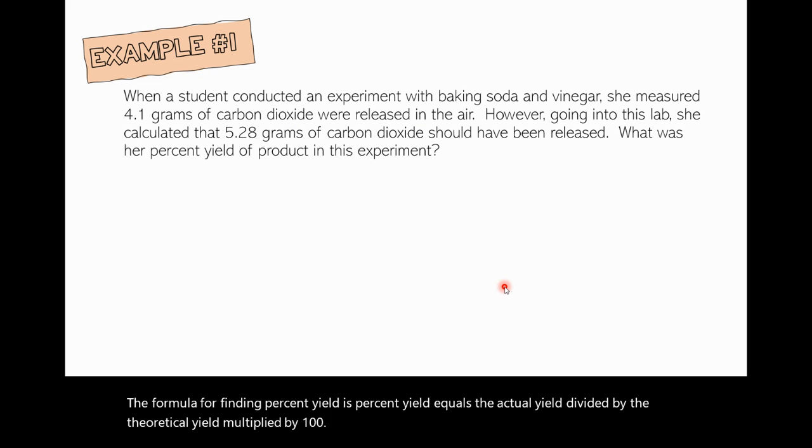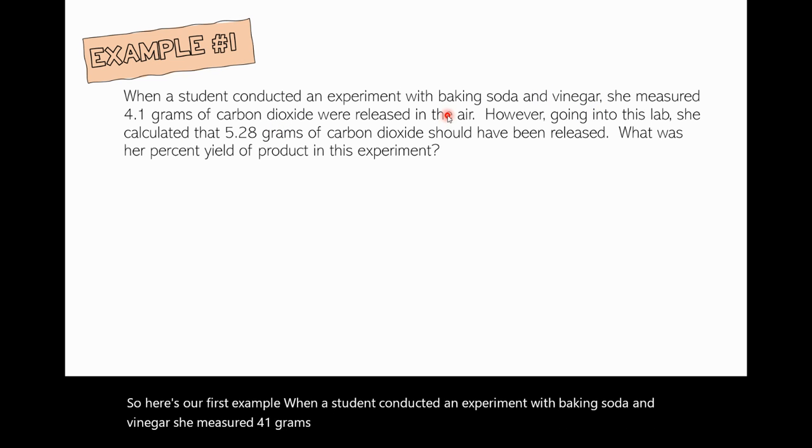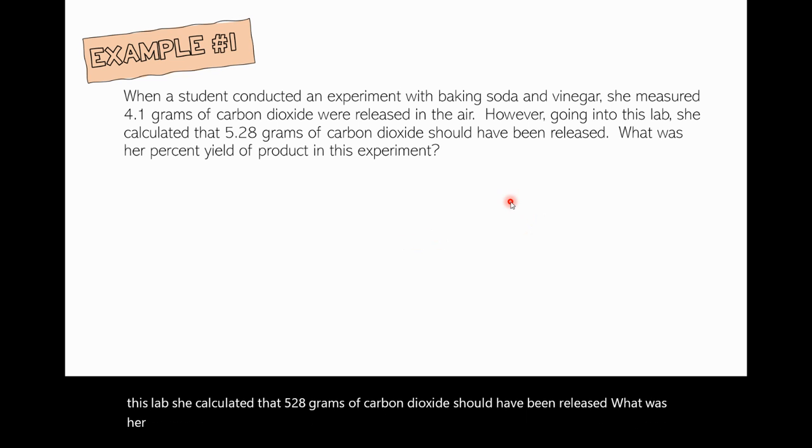So here's our first example. When a student conducted an experiment with baking soda and vinegar, she measured 4.1 grams of carbon dioxide were released in the air. However, going into this lab, she calculated that 5.28 grams of carbon dioxide should have been released. What was her percent yield of product in this experiment?